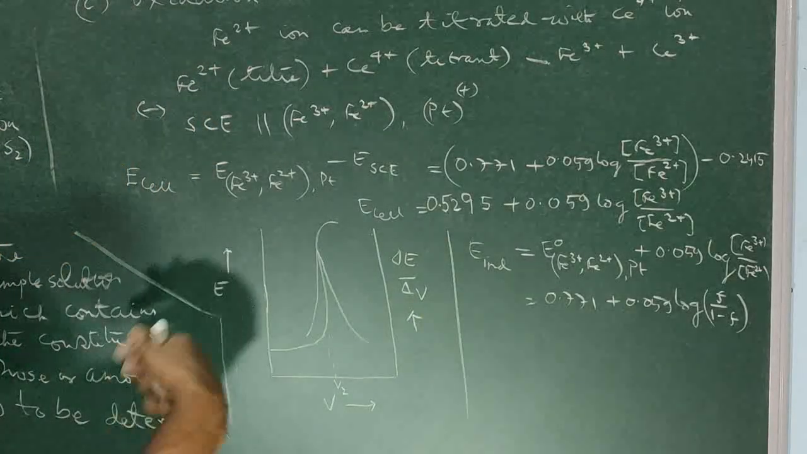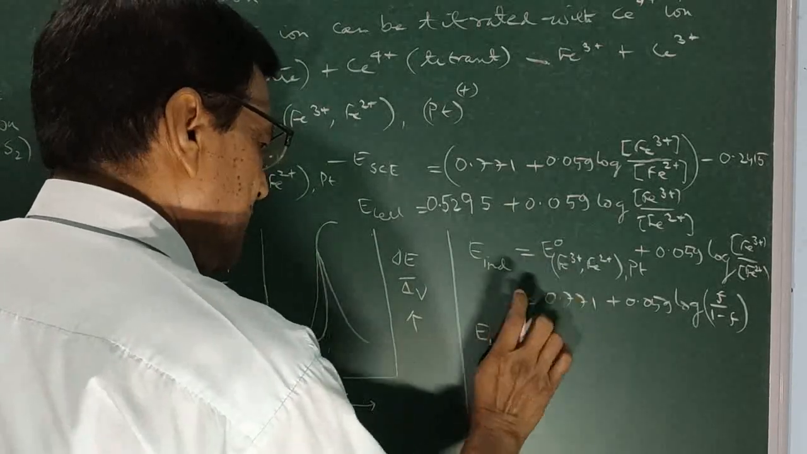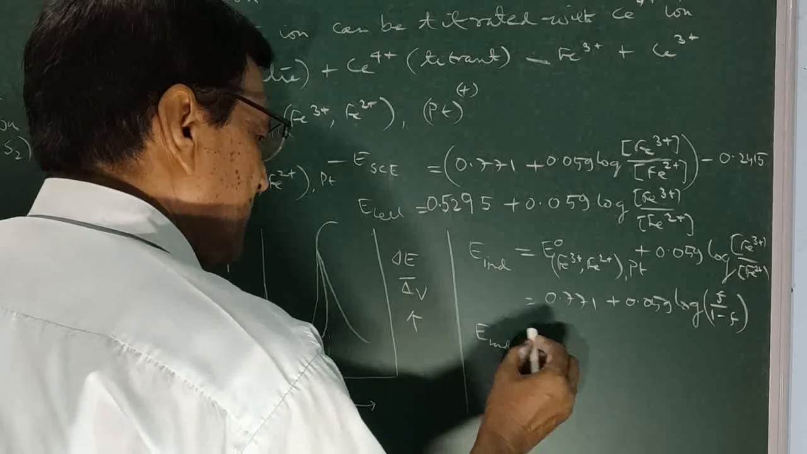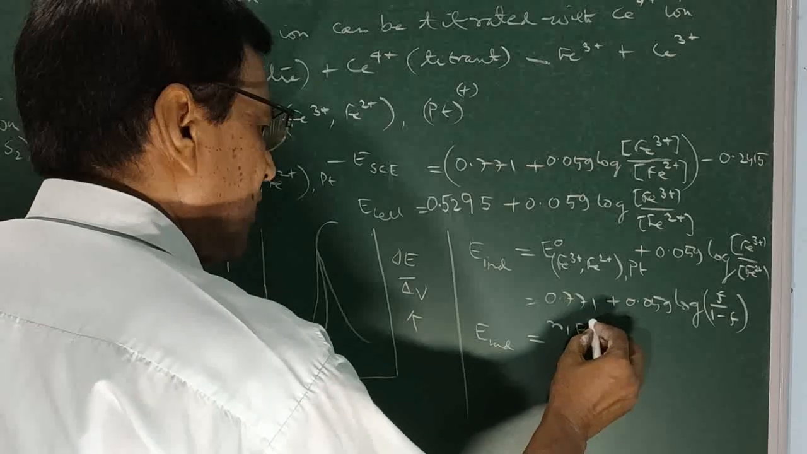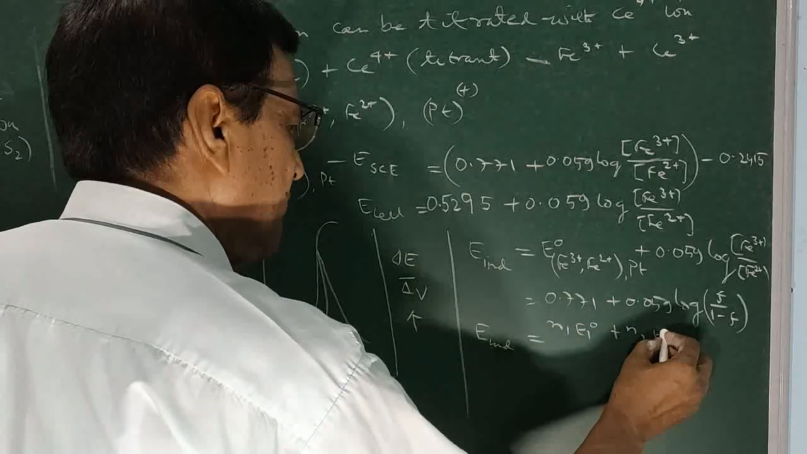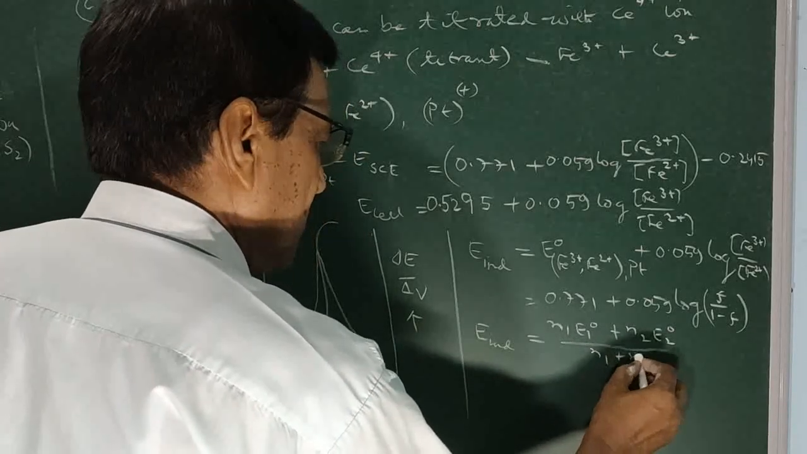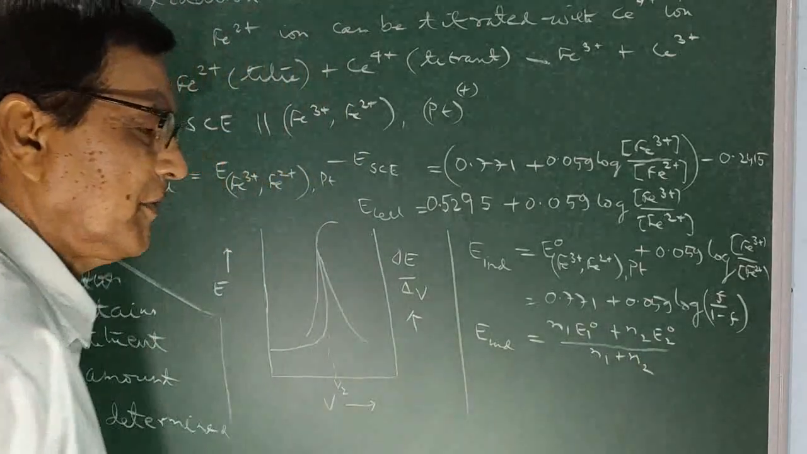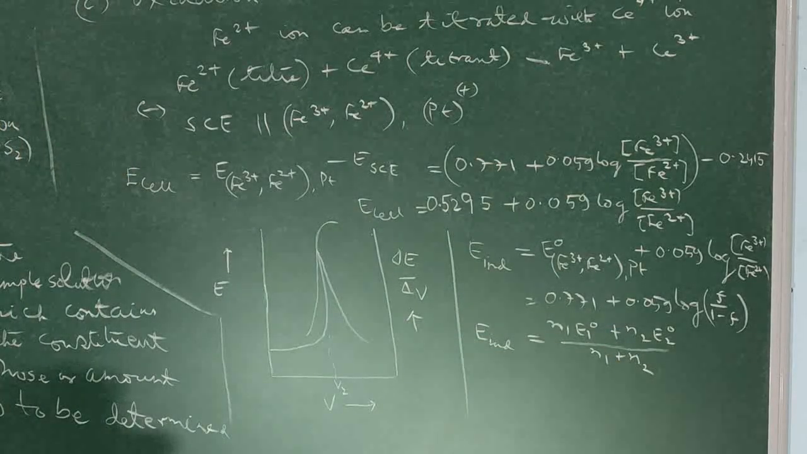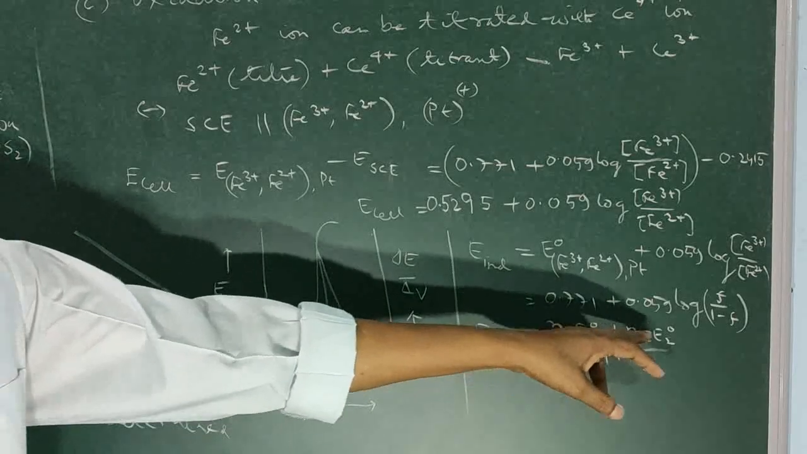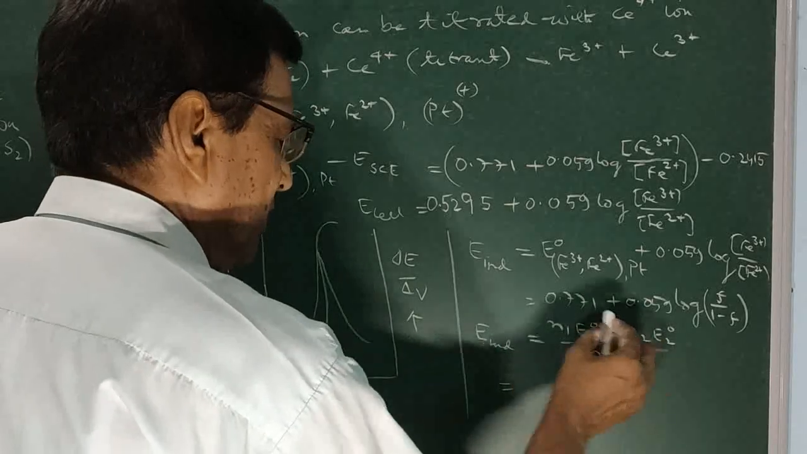And at this equivalence point, the indicator potential will be (N1 E1 naught plus N2 E2 naught) divided by (N1 plus N2). N1 and N2 are the number of electrons changing in these two systems, one for the titrate and one for the titrant. In our case, N1 and N2 equal 1.